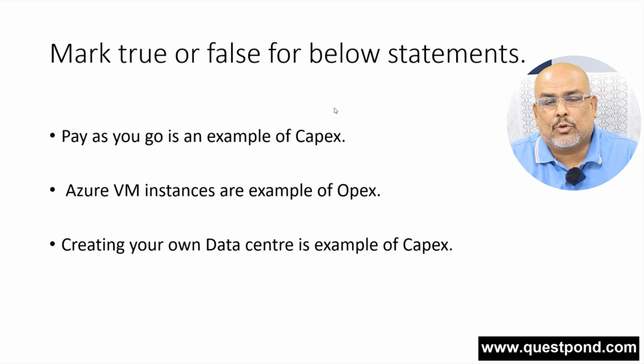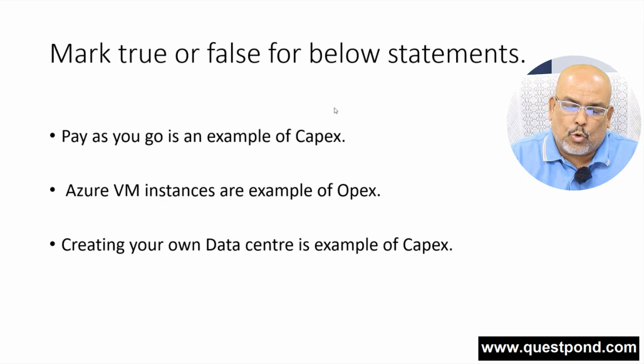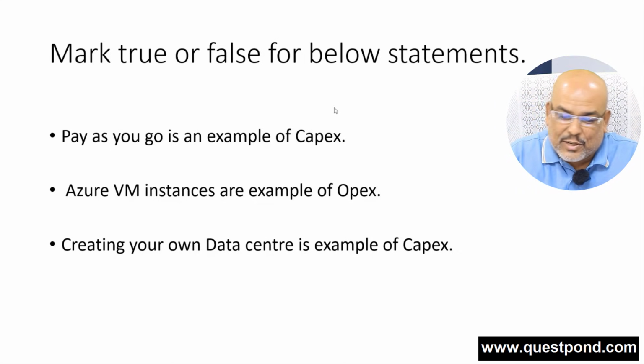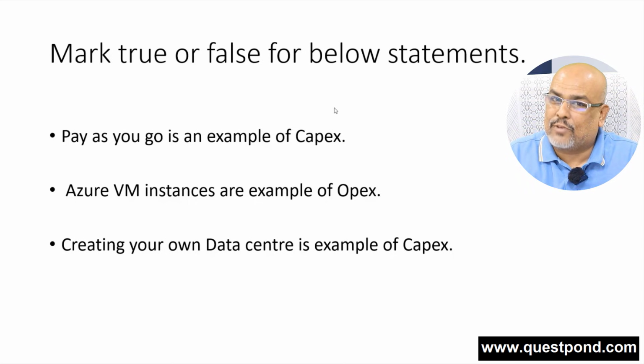There are 3 statements out here. Let us mark them true or false. Pay as you go is an example of Capex. Well, let me give you a hint. If pay as you go is an example of Capex, then we can say that Harish can be called Suresh. So I think that's pretty simple. Pay as you go is an example of Capex. Just write down true or false for this sentence.